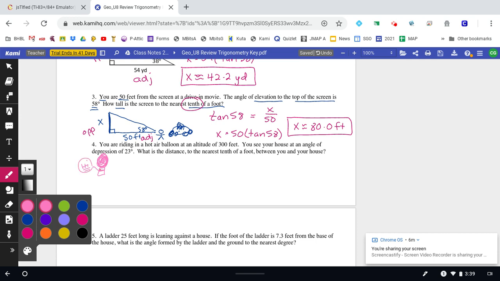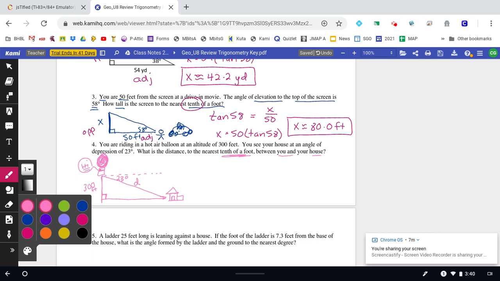All right, so you're at an altitude of 300 feet. You see your house at an angle of depression of 23 degrees. So remember, angle of depression, right? You're looking down at your house. And I'm going to assume that's a right angle there. And the angle of depression there is 23 degrees. What is the distance, to the nearest tenth of a foot, between you and your home? All right, so we're going to be finding this distance right here.